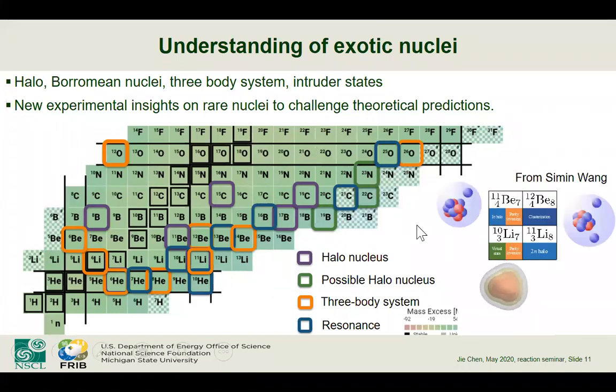So here I show you one figure I got from Simin Wang. This shows the very important region around beryllium and lithium. You can find all these different exotic structures in this region. And the unbound ground state of lithium-10 was suggested to contribute greatly to the structure of lithium-11, which is a two-neutron halo nucleus. So we expect the same thing happens to beryllium-11 and beryllium-12.